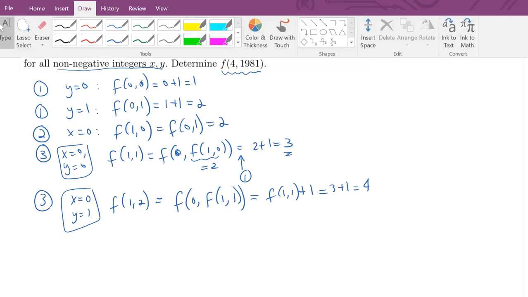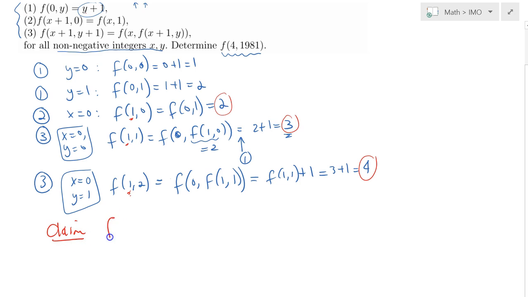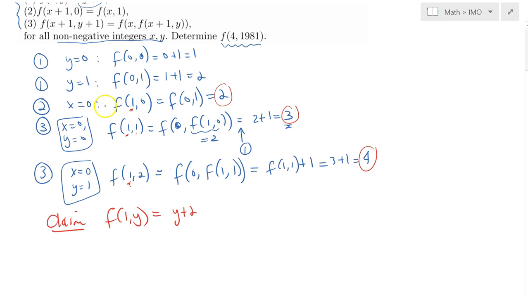Now a pattern started to emerge. That's the first pattern we have so far. If you look at the ones where the first component is a 1, f of 1, 0 is 2, f of 1, 1 is 3, f of 1, 2 is 4. That gets us thinking that we might have something going on in here. So I claim f of 1, y is simply y plus 2. We have already verified it for at least 3 different values, and it looks reasonable.